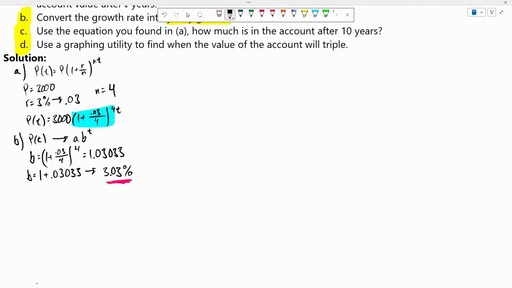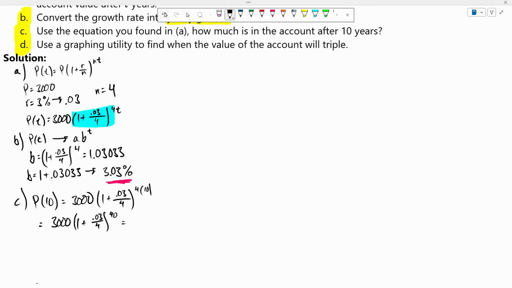C. Use my equation in A to determine how much the account will have after 10 years. This is exactly how you think it's going to be. I need P of 10. 1 plus 0.03 divided by 4 to the 4 times 10. Okay. 1 plus 0.03 to the 4. I'm just going to rewrite that exponent as 40. So 4 times 10 is 40.